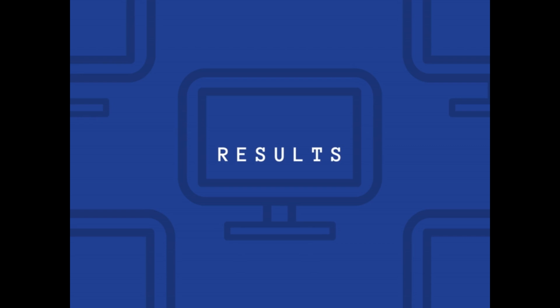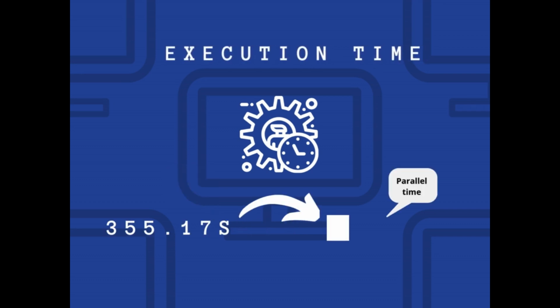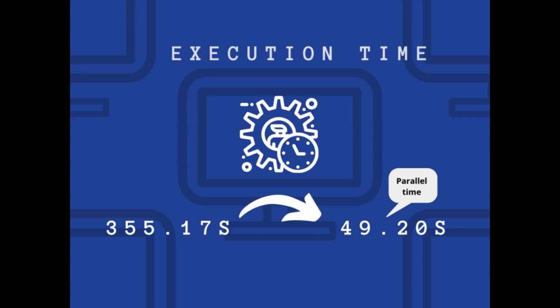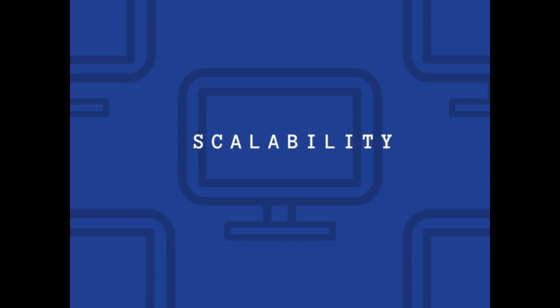Now, let's compare the results by the execution time. The sequential time was 355.17 seconds, and after the parallel implementation, the execution time was reduced to 49.20 seconds, which is 7 times faster than before. We also tested the parallel code using different numbers of cores and found out that the best performance was achieved with 16 cores, which corresponds to the maximum number of logical cores available on our hardware.